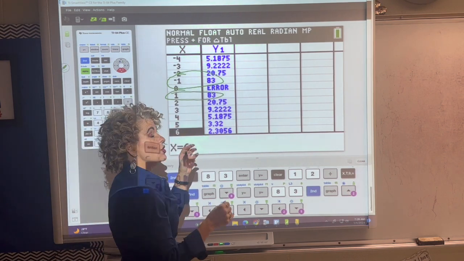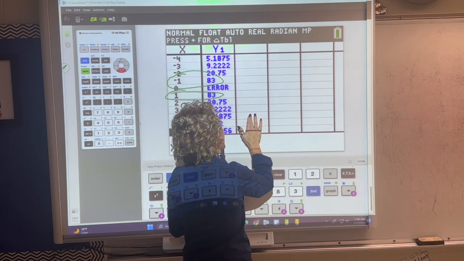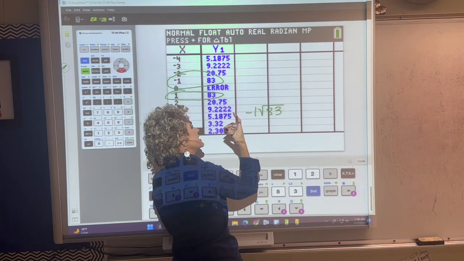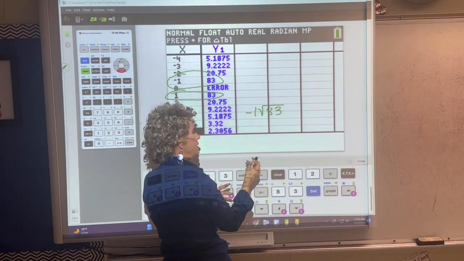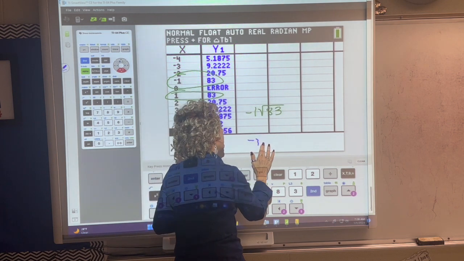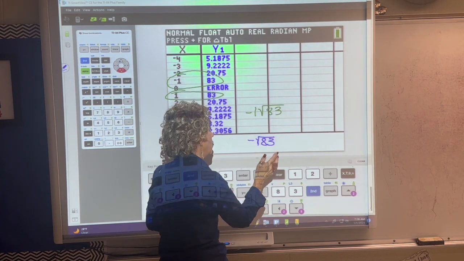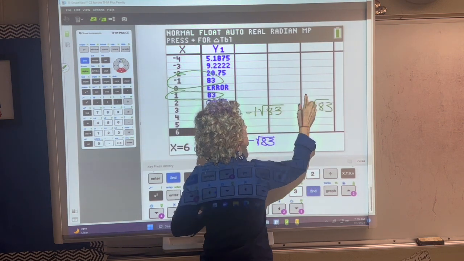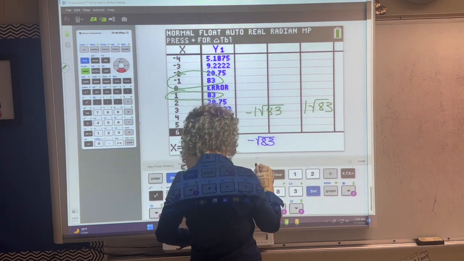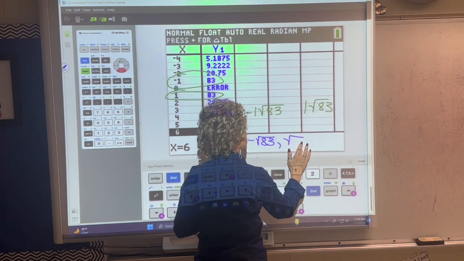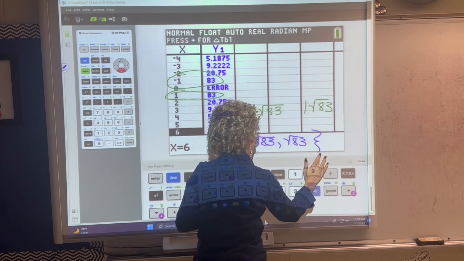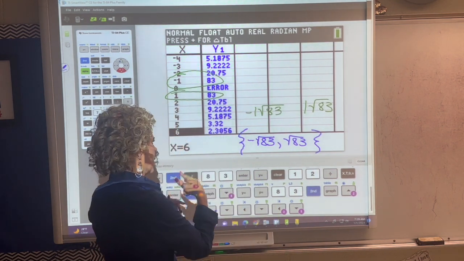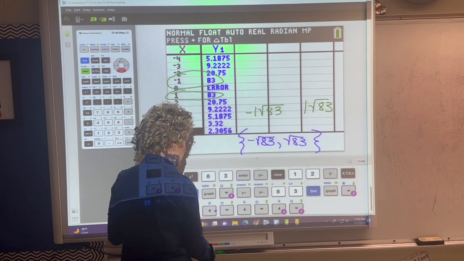Those are my answers. Technically, the negative 1 is outside the radical. Inside the radical is 83. But it's not proper form to write a negative 1, so we simply write negative square root of 83. And then, of course, we have our positive 1 square root of 83. But again, it's not proper to put that 1 out there. So I have a negative square root of 83 and a positive square root of 83. And we write our answer from least to greatest in solution set form.